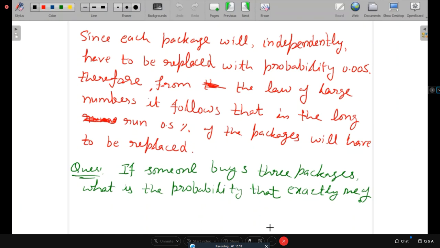So probability of success and probability of failure, you can again treat them as Bernoulli trials, taking value one or zero depending on whether a package is returned or not. The law of large numbers says that in the long run, the mean of that Bernoulli trial is 0.005. If you make it a percentage, it's 0.5% of the packages that will have to be replaced. That's what the law of large numbers says.